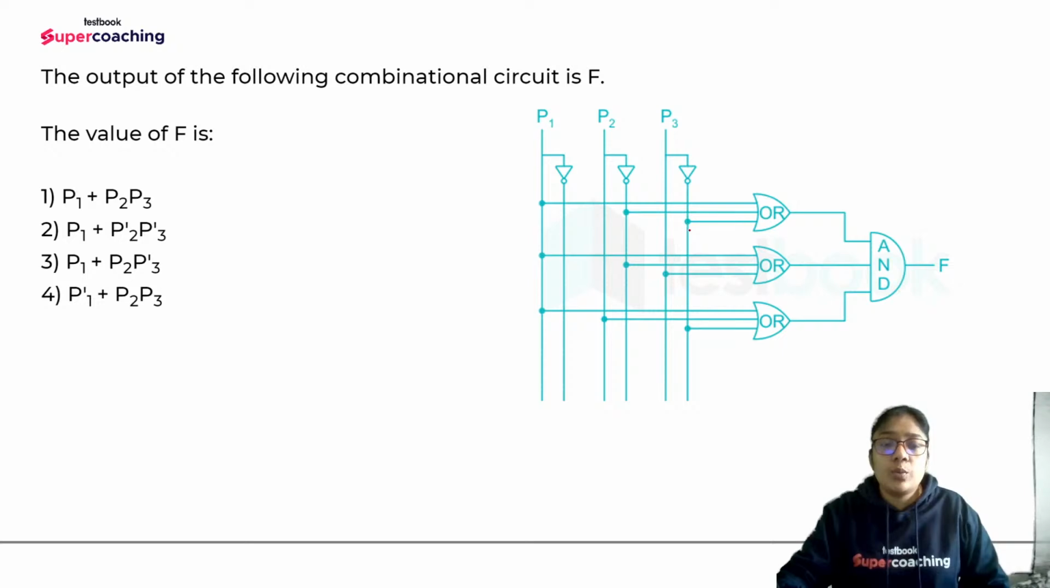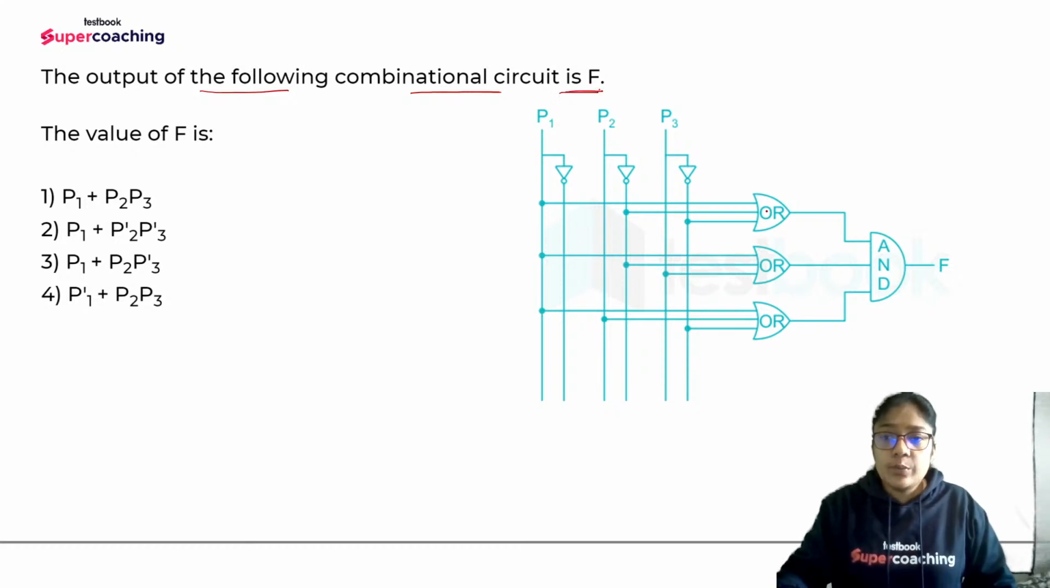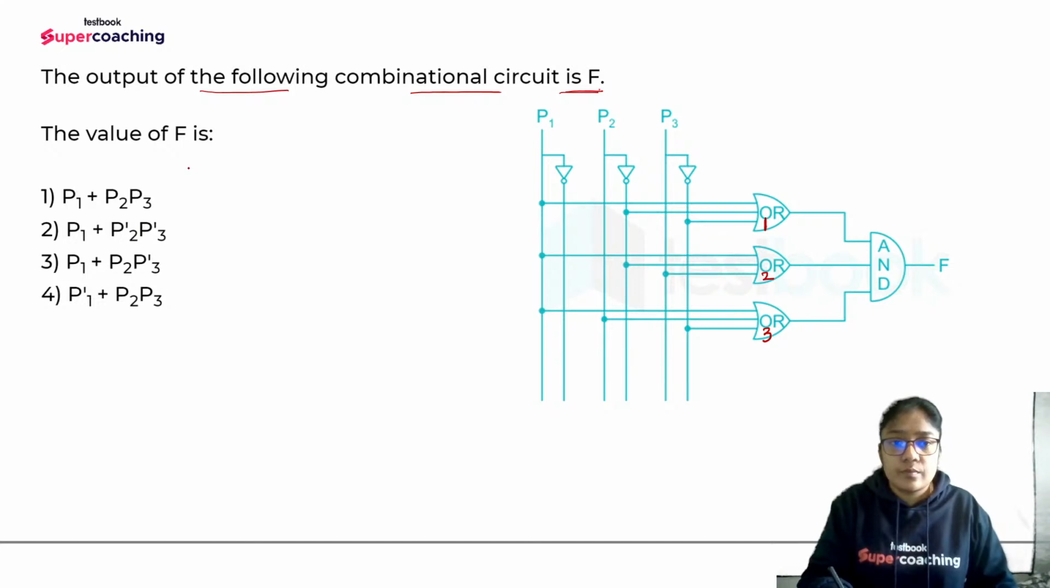Here you are given with the logic gates. You have to find out the output of the following combinational circuit F. So here we are given with 3 OR gates. Let me call this as OR gate 1, OR gate 2, OR gate 3. And the final output is generated by the AND gate. What is the output of the first OR gate? OR gate 1 की output क्या आ रही है?